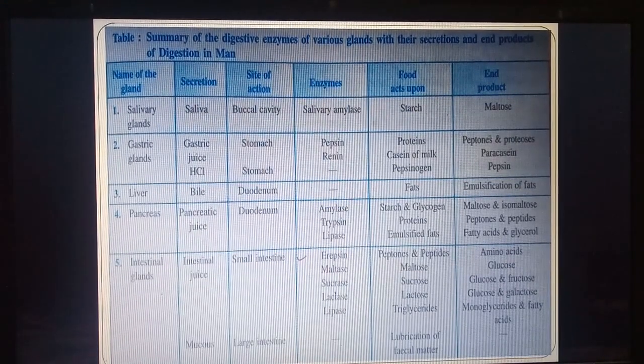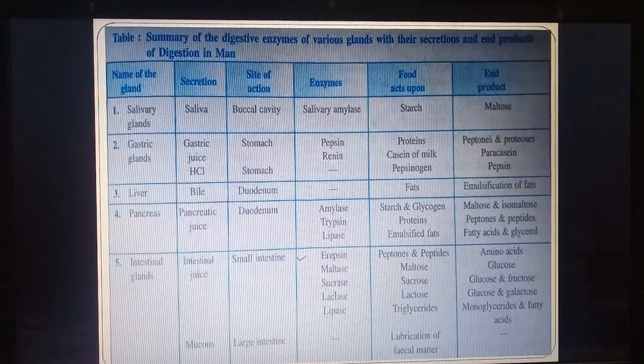The pancreas produces pancreatic juice. It acts on the duodenum. There are 3 enzymes in this juice. First is amylase, which acts on starch and glycogen to form maltose and isomaltose. Trypsin acts on proteins to form peptones and peptides. They are smaller proteins. Lipase acts on emulsified fats or droplets and changes them into fatty acids and glycerol.